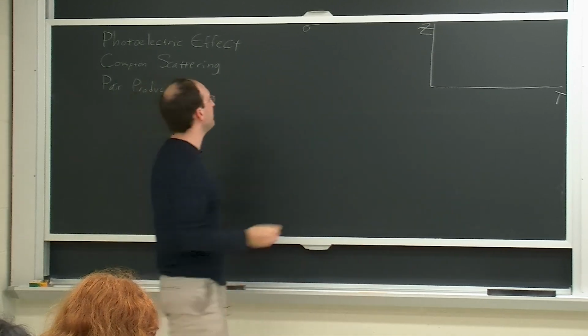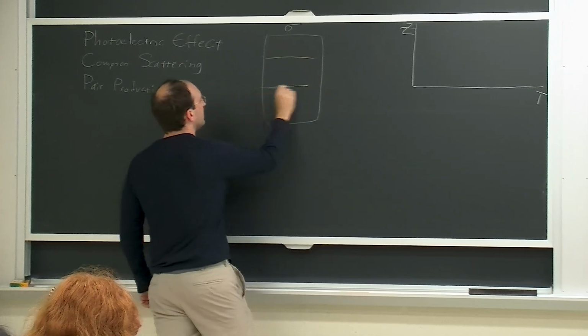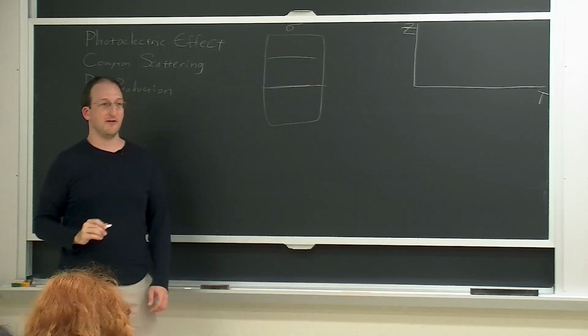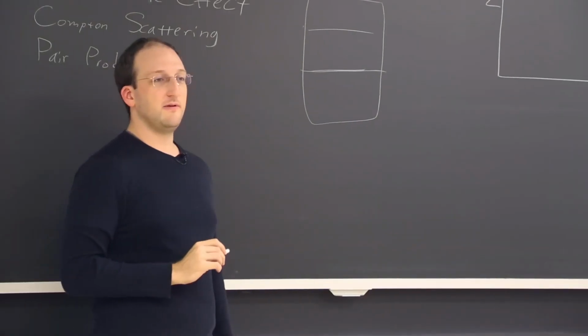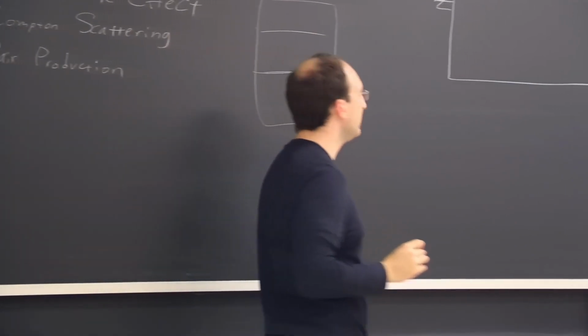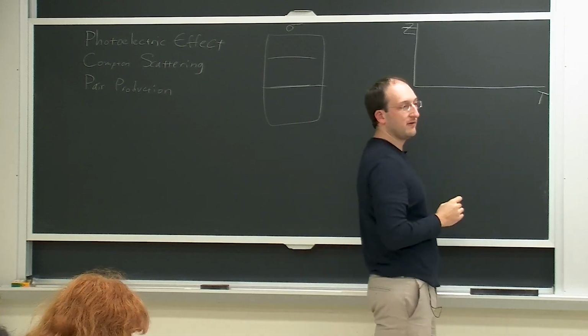Does anyone remember the general form of the cross-sections for any of these effects? Or does anyone remember what this map looks like? Yeah, Chris. Pair production happens at higher Z. Indeed. And higher energy. That's right.